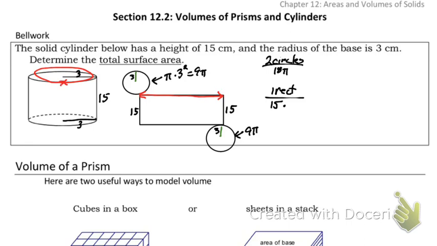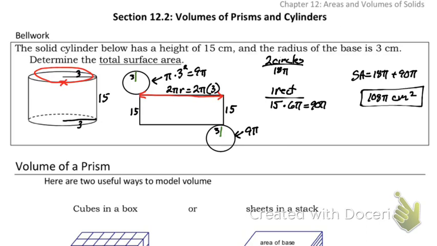To find the circumference of something, that's 2 pi r, which in this case would be 2 pi times our radius, which is 3. So that would be 6 pi. So we're going to have 15 times 6 pi, which is going to equal 90 pi. So our surface area is going to be 18 pi plus 90 pi. Remember, these are centimeters squared, so our end answer is 108 pi centimeters squared. Boom, done. Got our surface area.